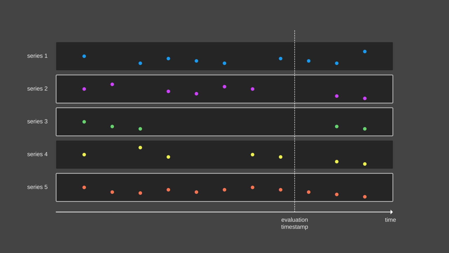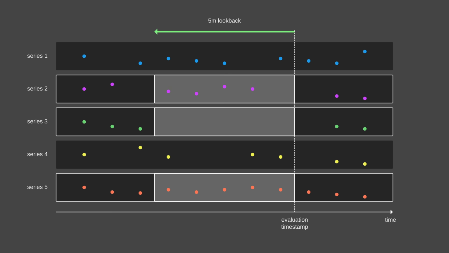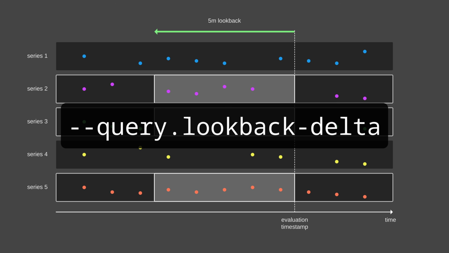The compromise that Prometheus strikes here between those two extremes is to look back for a maximum of 5 minutes for the most recent data points. This is the so-called 5 minutes lookback delta, and it's a server-wide setting for instant vector selectors. You can theoretically change this using the query lookback delta command line flag, but unless you really know what you're doing, that's usually not a good idea.